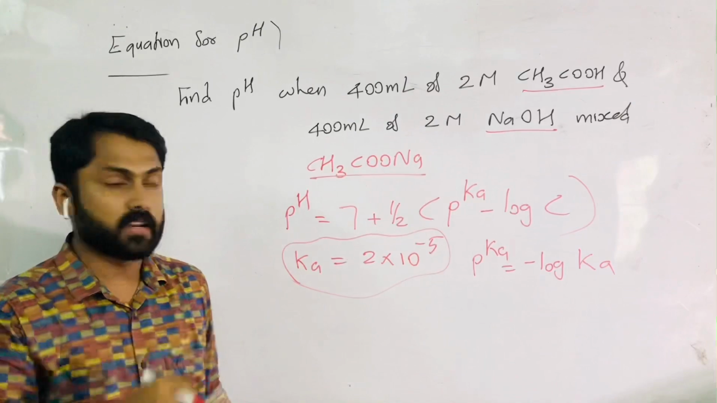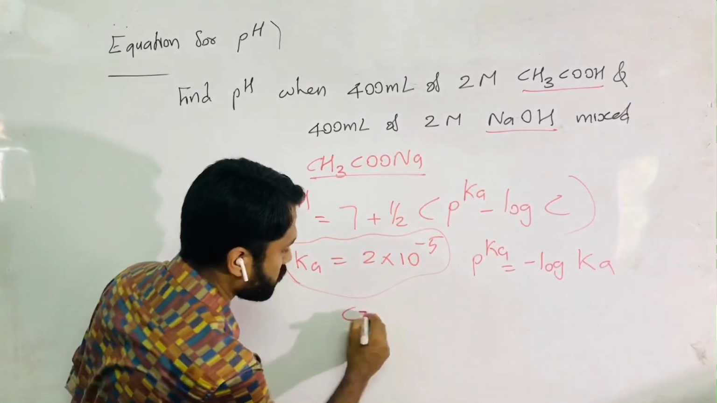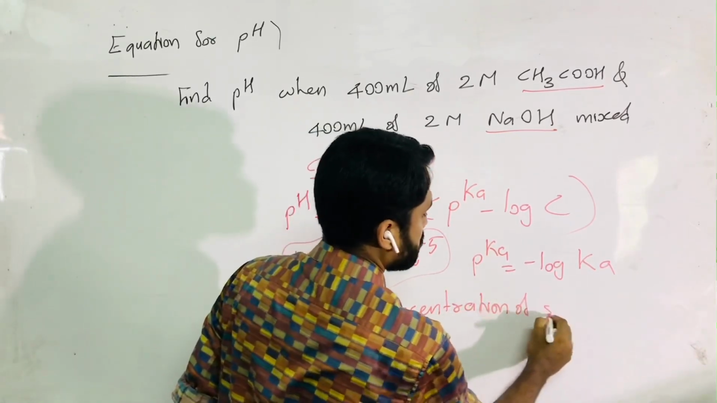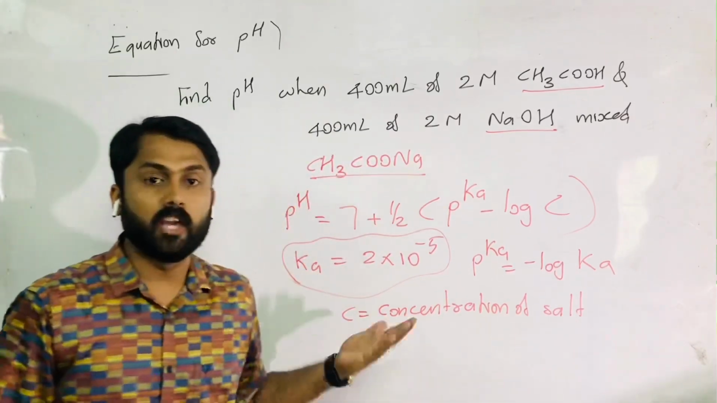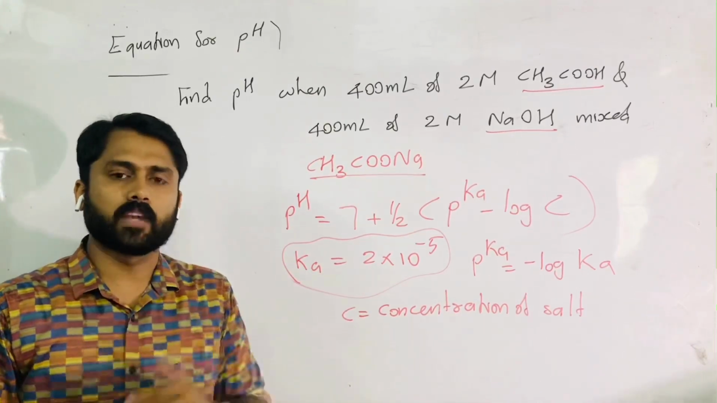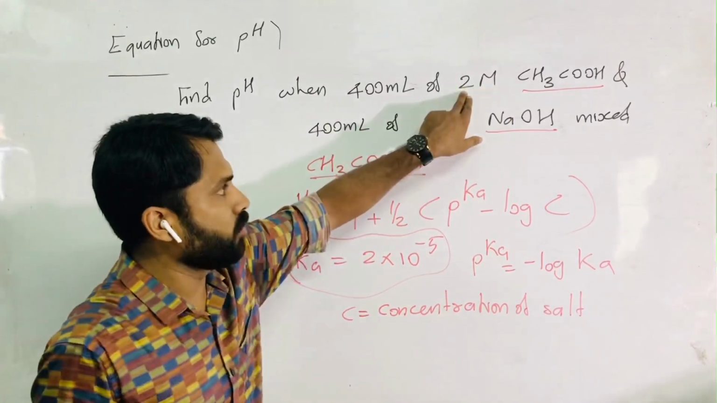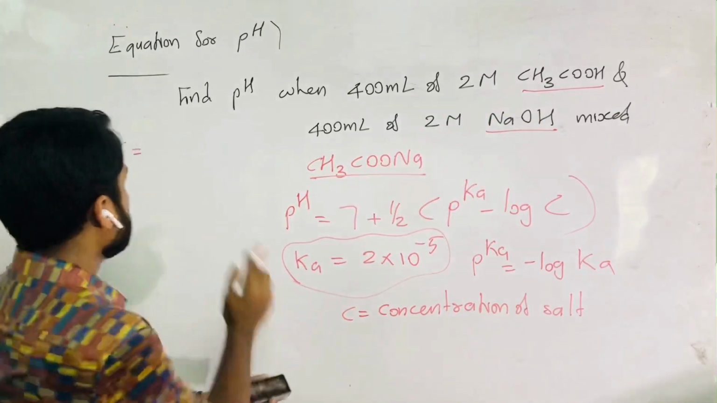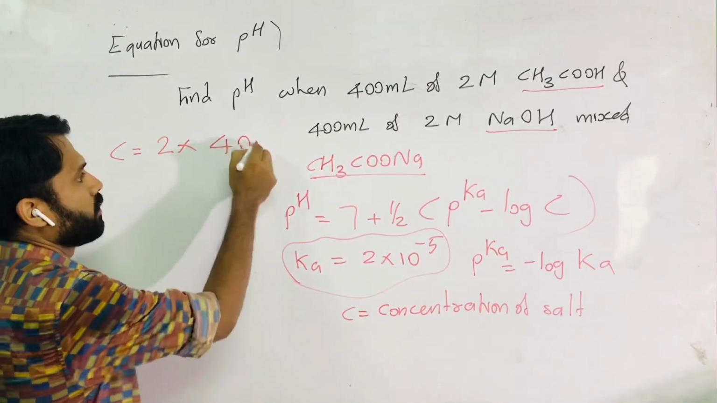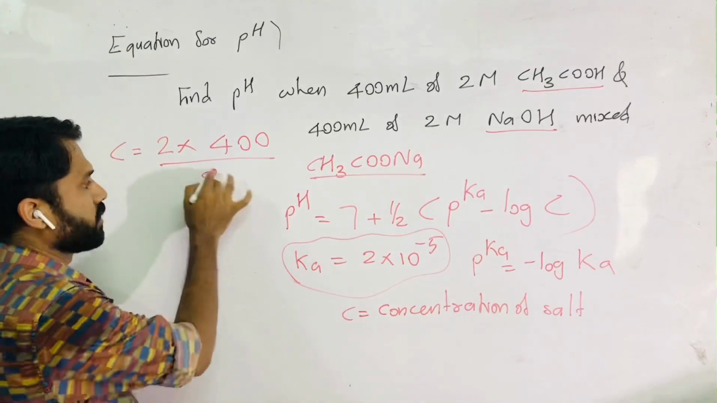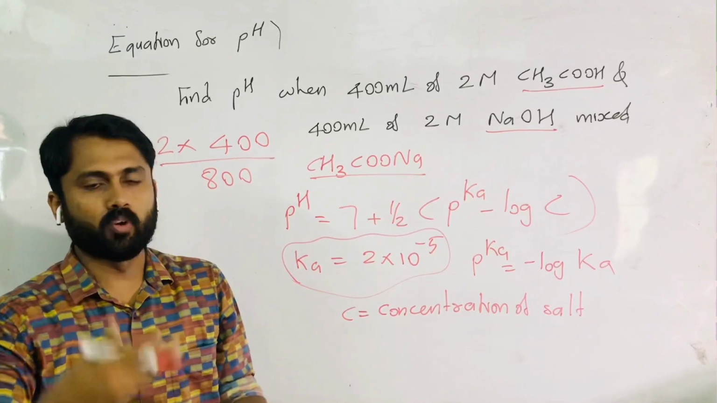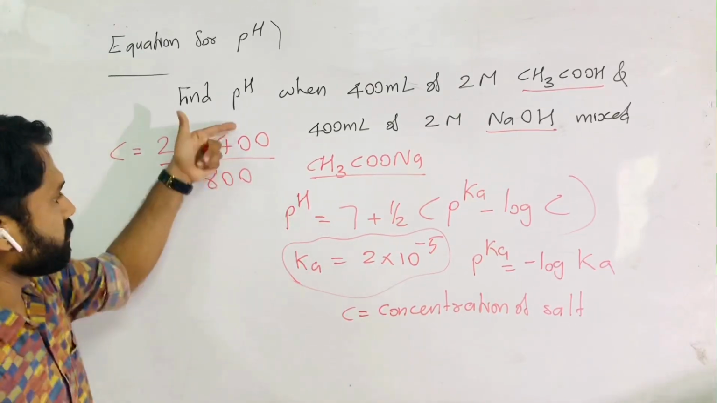Here we have to calculate C. What is C? Concentration of salt. It is not given in the question. How can it be calculated? Both the molarities of CH3COOH and NaOH are the same, that is 2, and the volume is 400. We have to divide by 800. Why? When these are mixed, their volume will be doubled. Volume doubled means concentration will be halved.